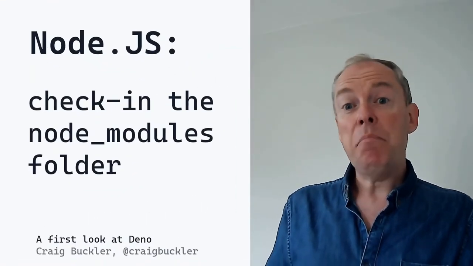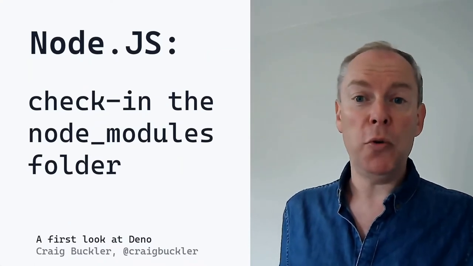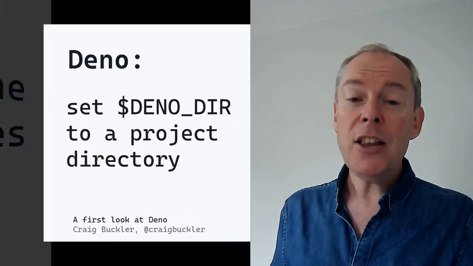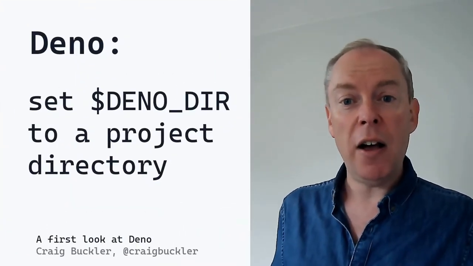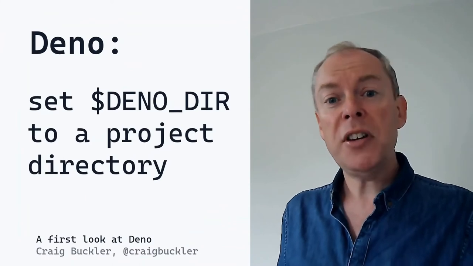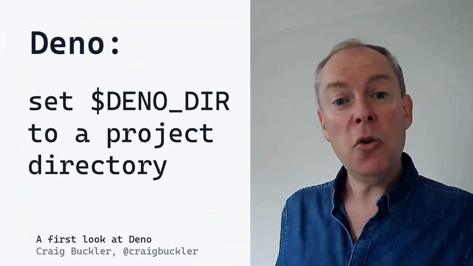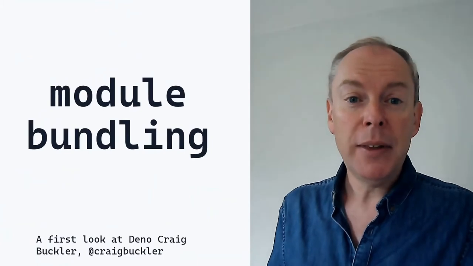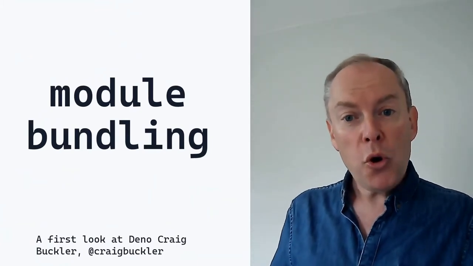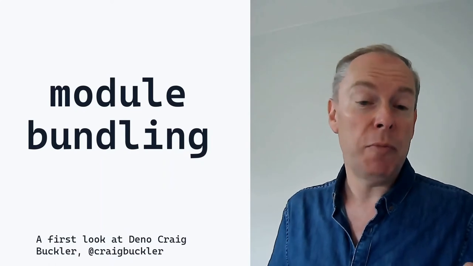Now, if you're building a mission-critical Node app, it's probably best to add your node_modules folder to your repo. And you can do a very similar thing in Deno. You can change the DENO_DIR environment variable to point to a directory within your project. Modules will then be cached there, so you can commit them to your repo. Another option is bundling. Deno allows you to bundle all your cached dependencies into a single JavaScript file, which you could use on a production server.